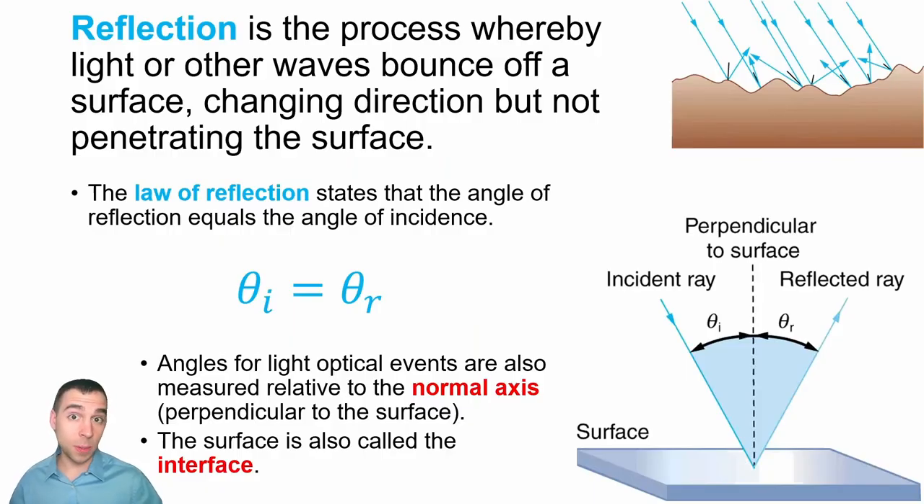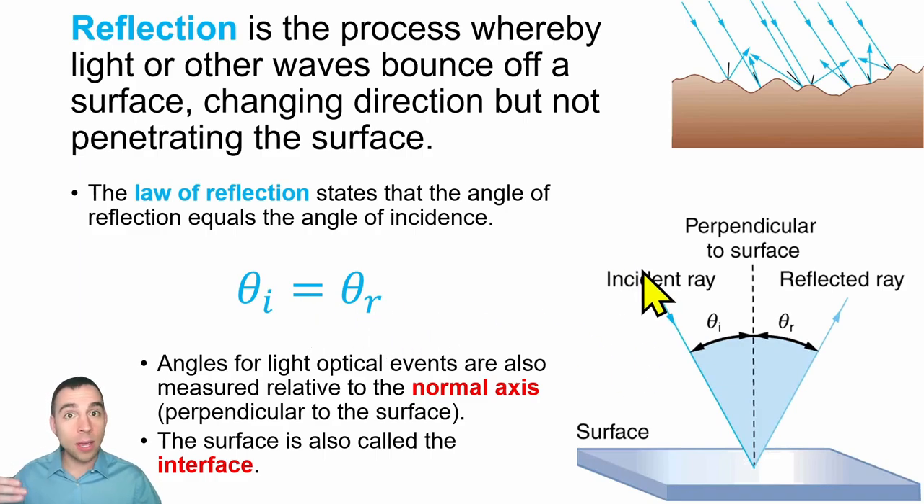Light waves can experience optical events. For example, reflection is a process where light waves encounter an interface or a surface and bounce off of that surface at an angle that equals the angle that they came in at. This law of reflection describes how the incident angle relates to the reflected angle.